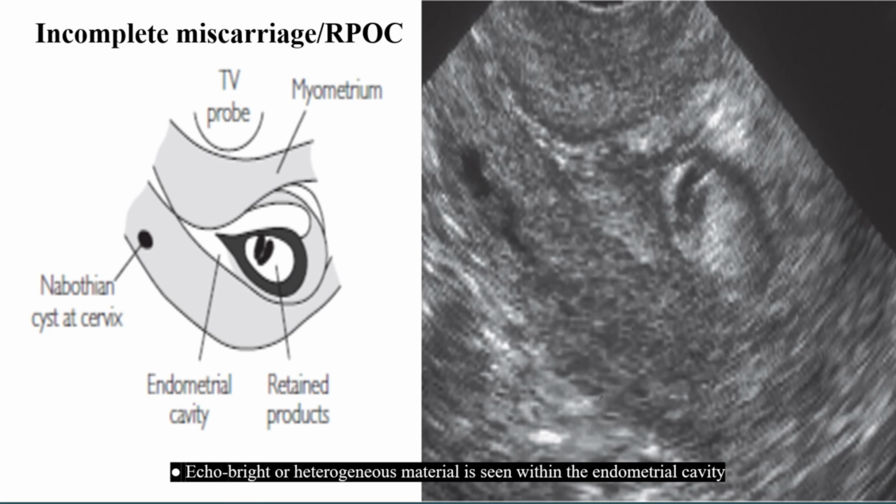And now we are going to discuss the incomplete miscarriage or retained products of conception. This is when the fetal death occurs and some placental or fetal tissues remain within the endometrial cavity, usually causing heavy bleeding. Don't always assume that the debris in the endometrial cavity is due to RPOCs.